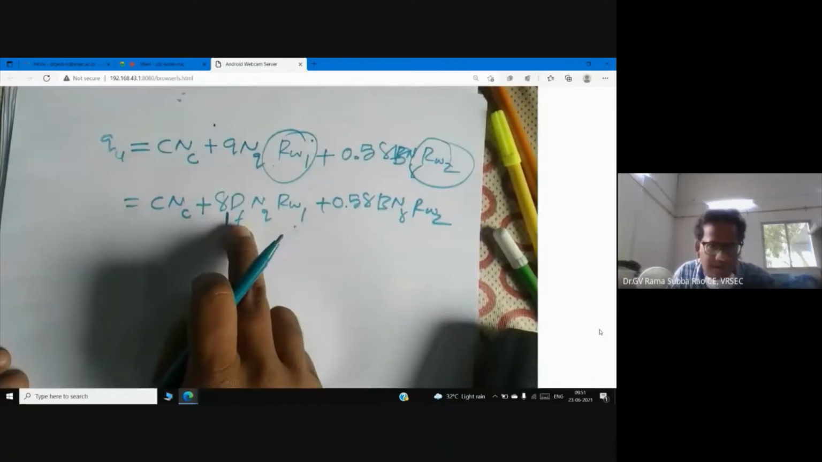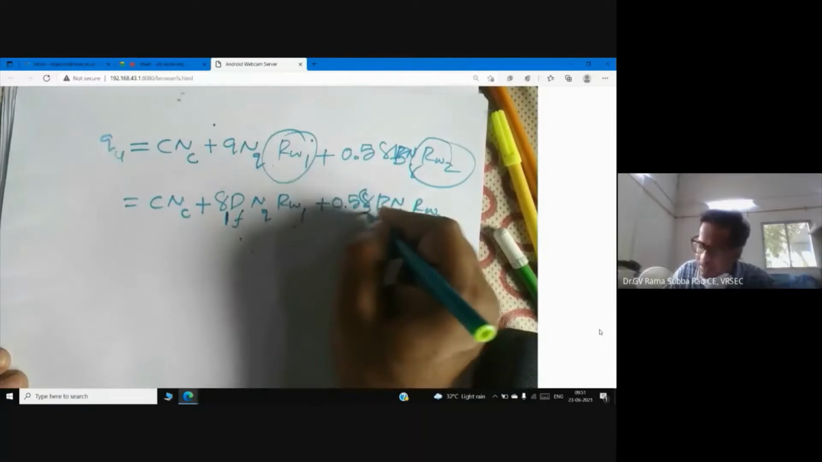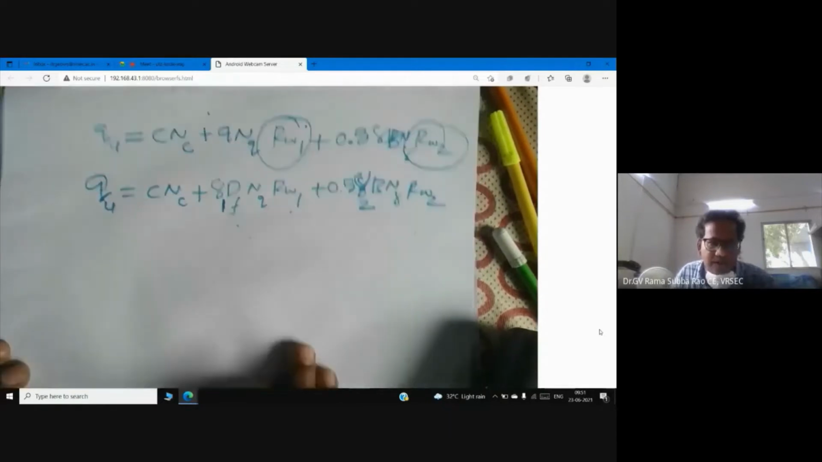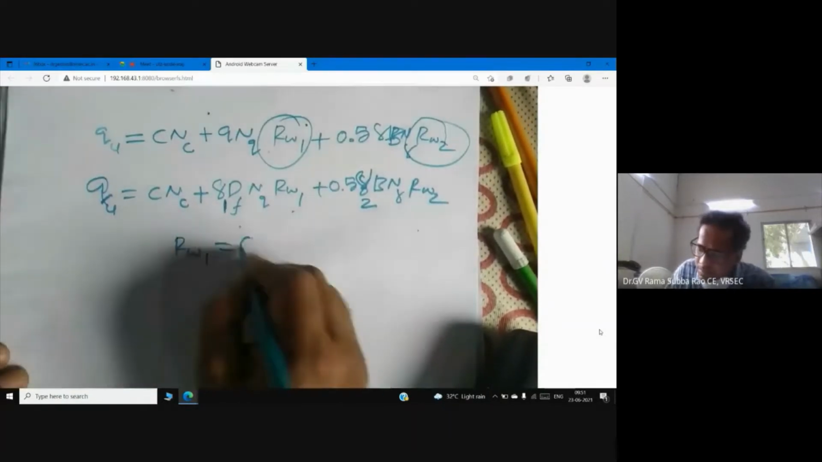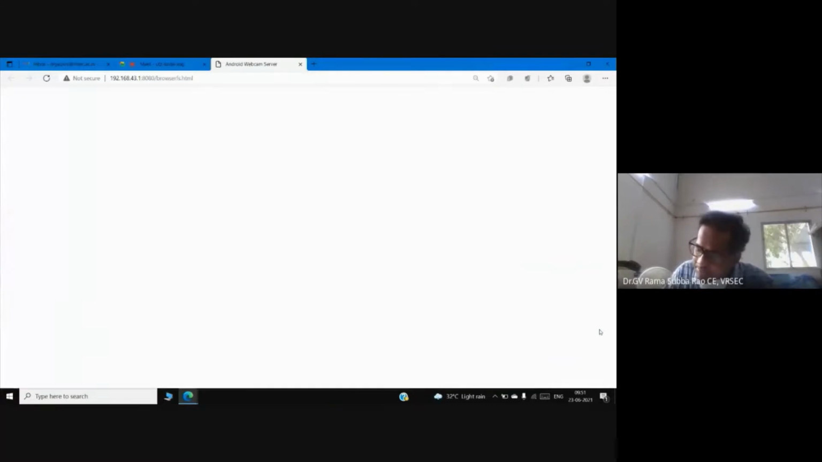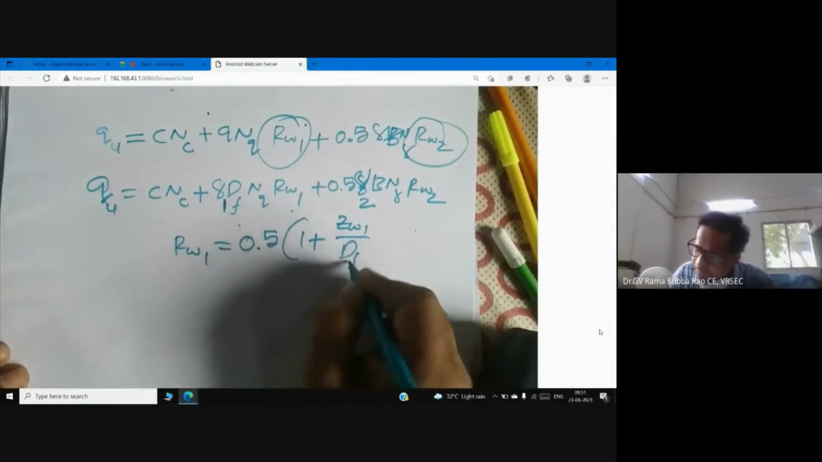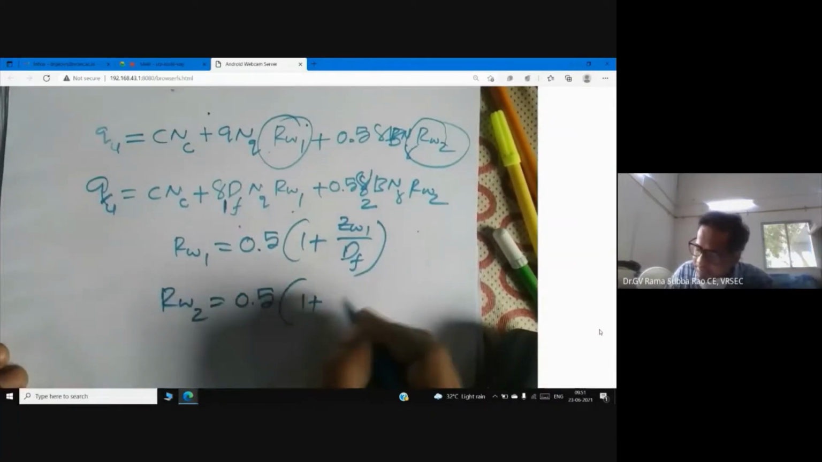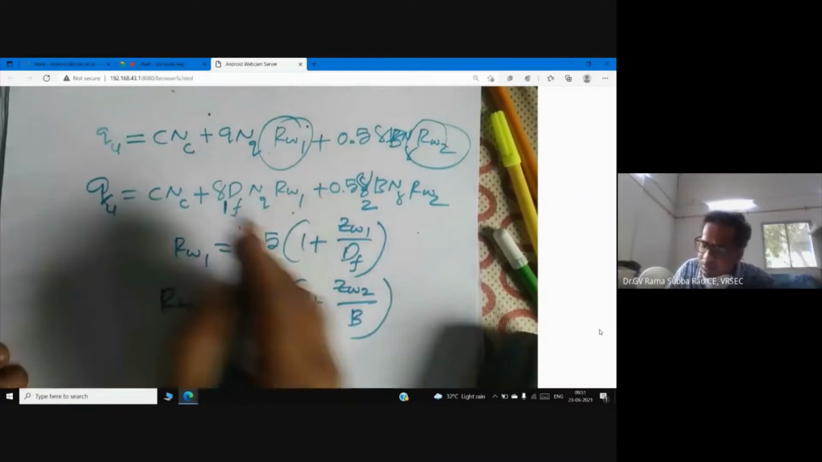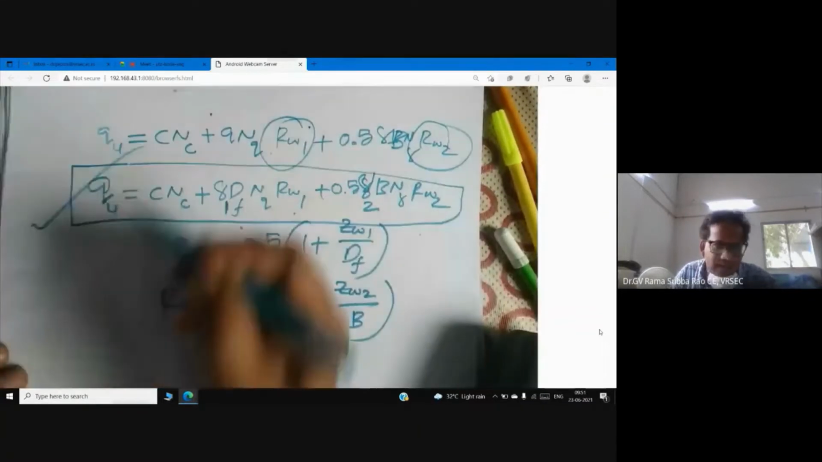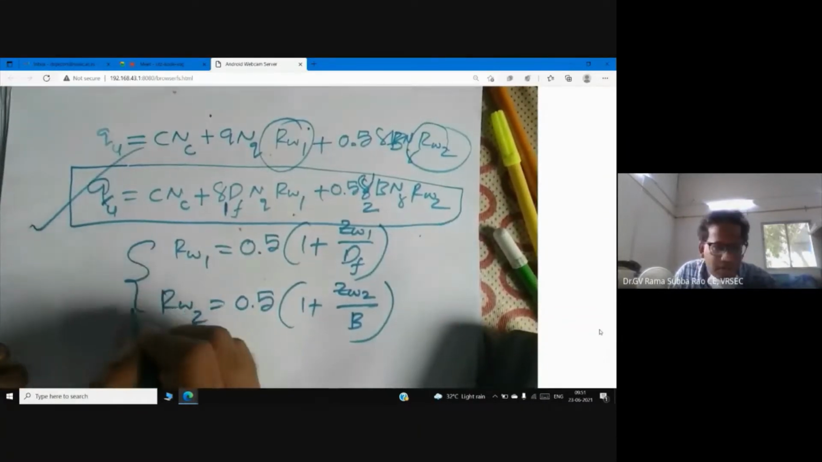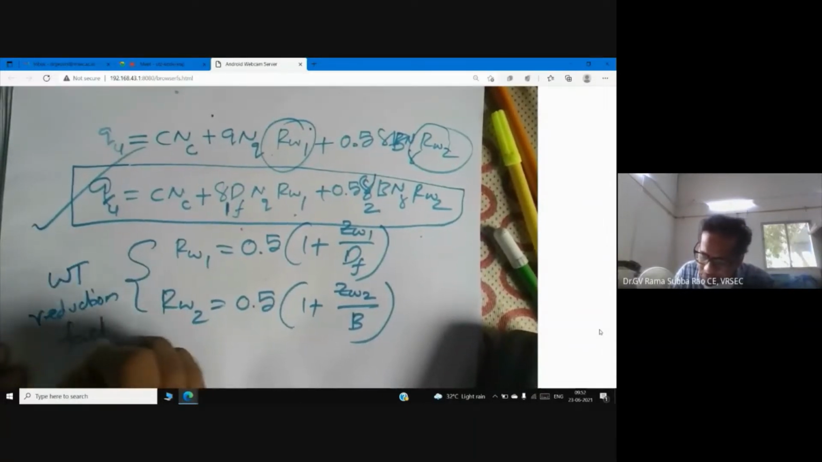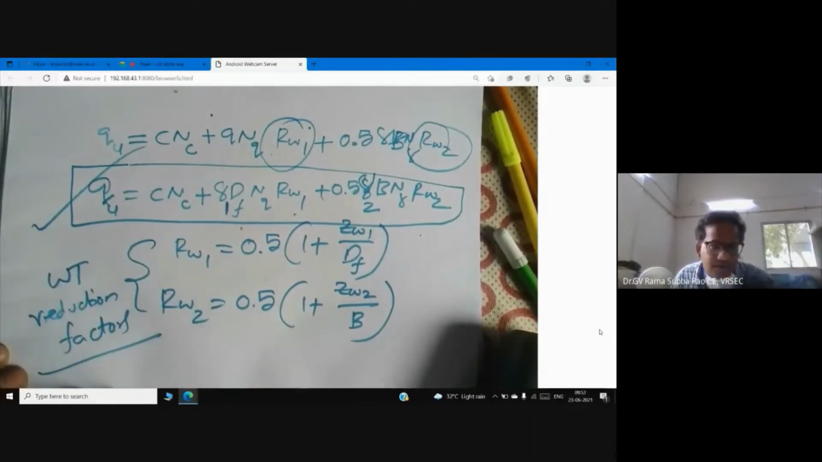You may ask, sir, you are writing RW1, then write gamma 1 here, and you are writing gamma, please write gamma 2 here also. What I am trying to tell you is: RW1 = 0.5 (1 + ZW1/Df), and RW2 = 0.5 (1 + ZW2/B). So this is the equation to calculate ultimate bearing capacity. What are RW1 and RW2? Water table reduction factors.